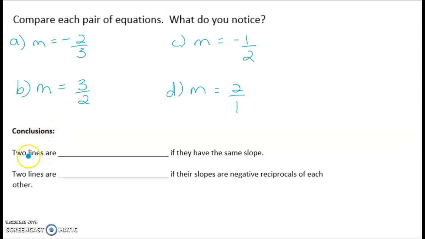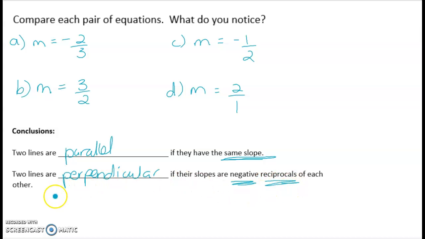it says conclusion, the two lines are parallel if they have the same slope, okay? So lines are parallel if they have the same slope. Two lines are perpendicular if their slopes are negative reciprocals of each other.